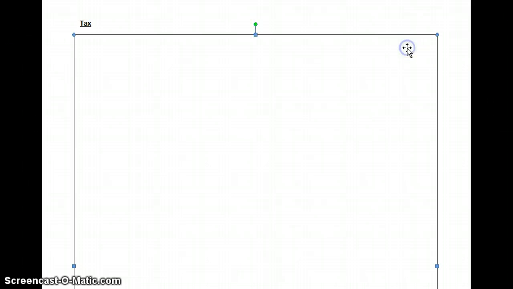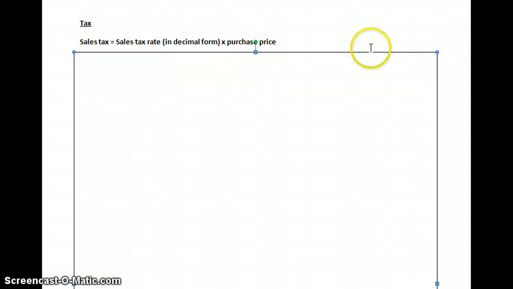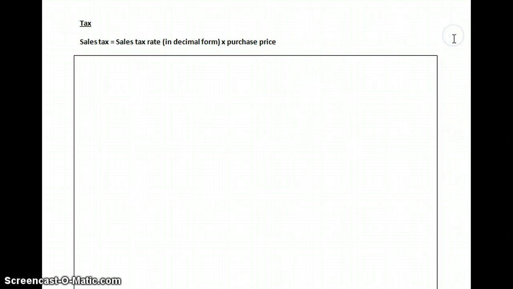Now, to find the tax on something, the actual sales tax itself is the sales tax rate. Remember, put that in decimal form. So if it's, we'll say 7% sales tax, we'd move the decimal two places to the left to call it 0.07. So we have the sales tax in decimal form times the purchase price.